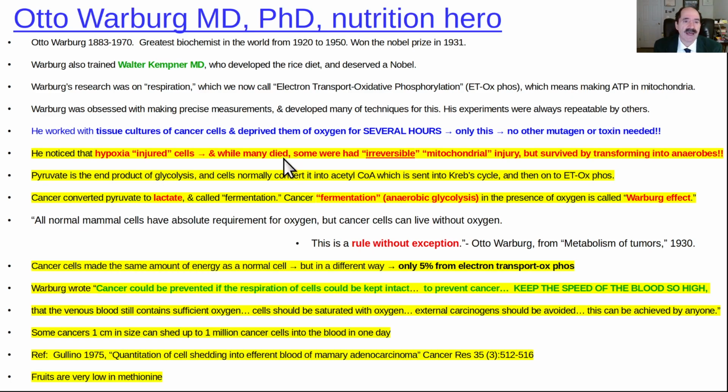Okay, so here's the last slide, and this is the guy who's talking about Otto Warburg, nutrition hero, Nobel Prize winner, perhaps the greatest biochemist of the 1900s. He did all the work on this. You can read the slide if you want, but you already got the main point.